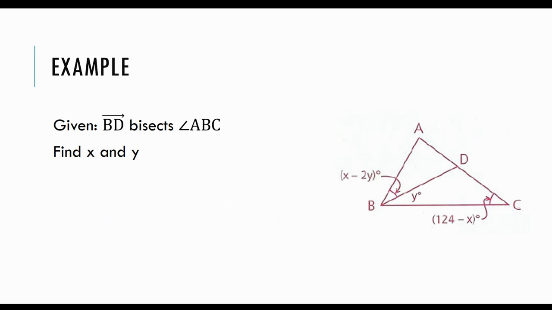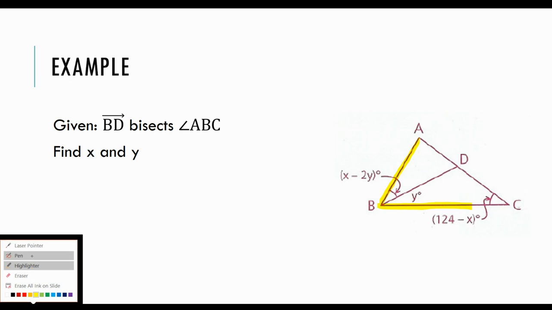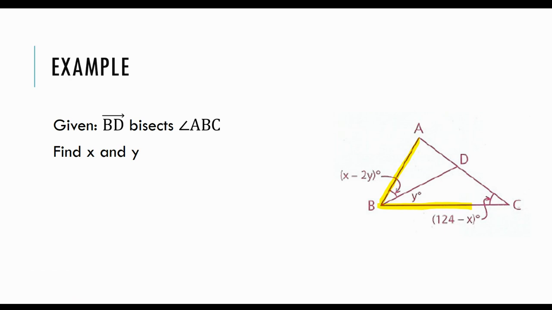Let's look at this problem. We've got that the ray BD bisects angle ABC. So angle ABC is this angle right here. To bisect means to divide into two equal pieces. Well, notice that angle ABD is already marked. So I get to mark that angle of DBC exactly the same.